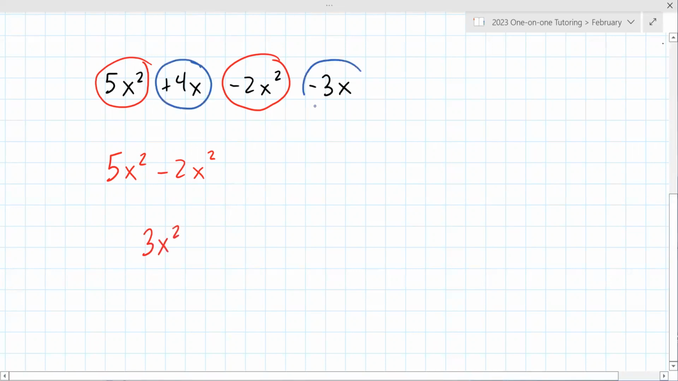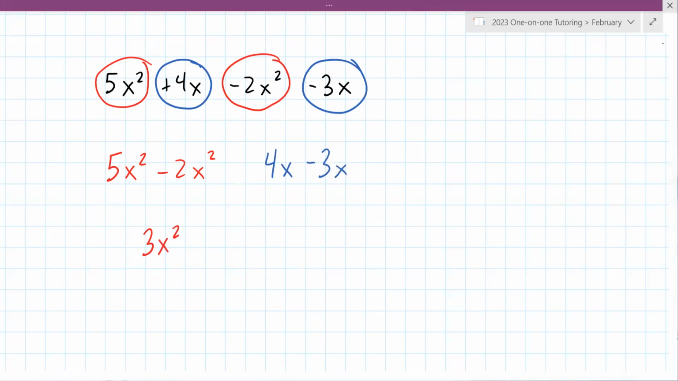Positive 4x minus 3x. But again, if you need to rewrite it, I would do that. So it's 1x. Yes, plus 1x. Very good.